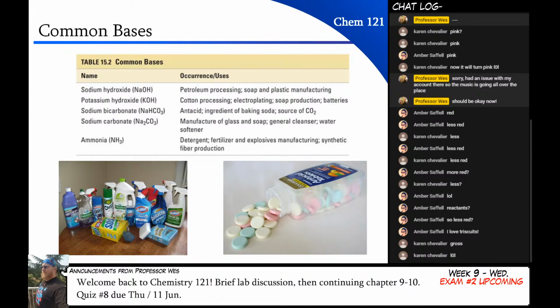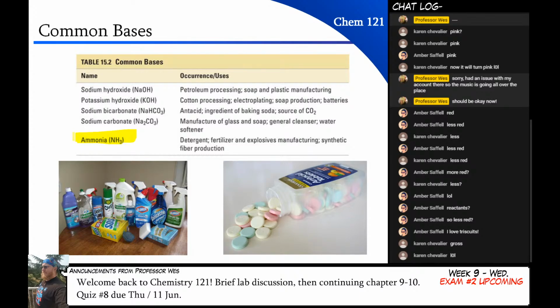I think this is a list. Yeah, here's a list of a bunch of different bases. Oh, I forgot ammonia. Ammonia is also a base. Ammonia is basically Windex. If you have Windex in your household and you open it and you smell it, that really caustic smell that you smell is ammonia.